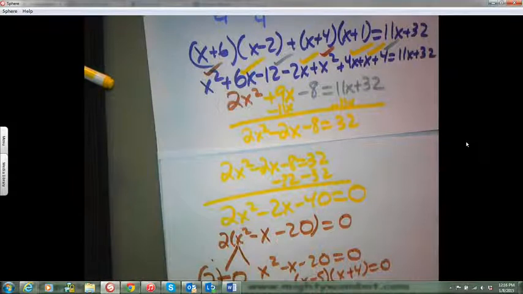So we combined like terms on the left side, and we brought stuff from the right over to the left, and then we combined like terms, factored out the 2, zero product property, then factored this, zero product property again, and found the roots. Questions?